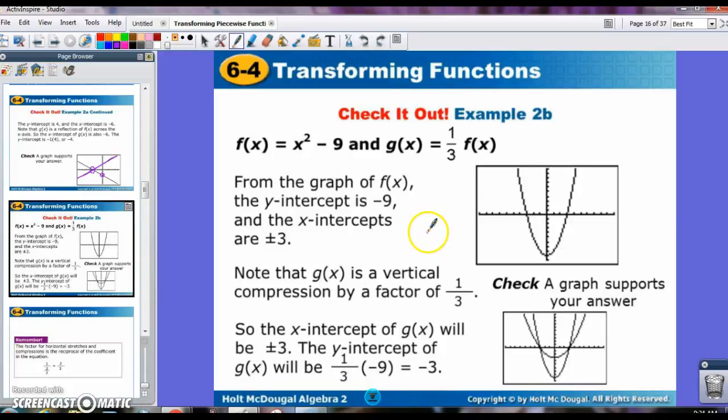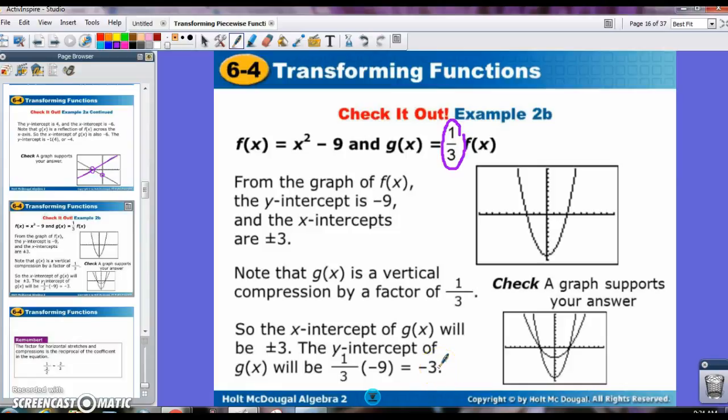Let's look at another one. In this problem, again, we have a parabola, x squared minus 9, so our y-intercept is down here at -9. And we have this 1/3 out in front of the function. That tells us that we're doing a vertical stretch or compression, but because 1/3 is less than 1, it's a vertical compression. Okay? Which means that, and it says down here, that the x-intercept will be ±3, but the y-intercept will now be at -3.